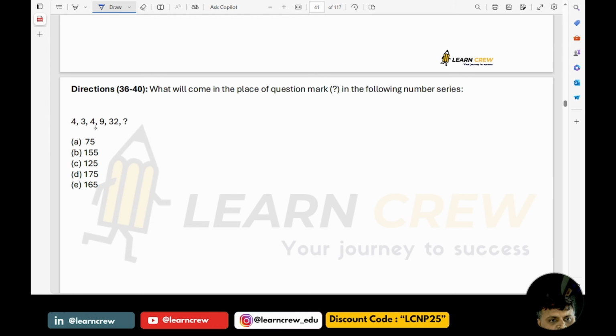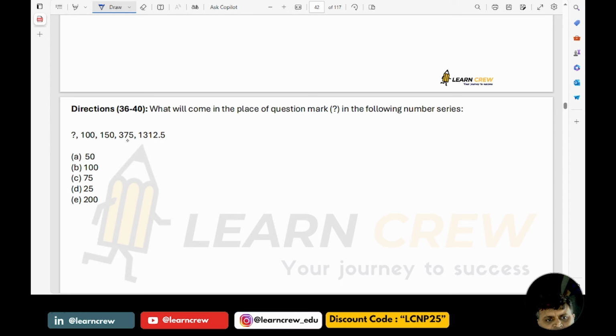Next series: 4, 3, 9, 4, 3, 4, 9, 32. If you observe here, 4 into 1, 4 minus 1, 3 into 1 plus 1, 4 into 2. No, this logic is not satisfying. So see here, one more logic. 3 into 2, 6 minus 2. 4 into 3, 12 minus 3. 9 into 4, 36 minus 4. So 32 into 5, 160 minus 5. So answer is 155. Now next one.